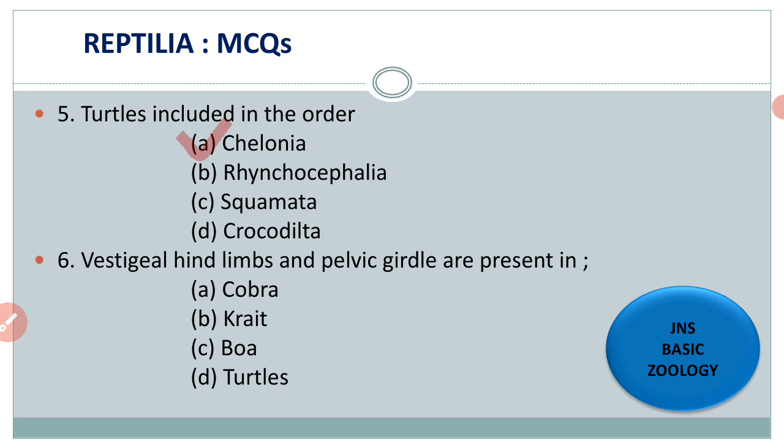Next one, vestigial hind limbs, meaning not fully developed hind limbs, and pelvic girdles are present in which animal? A. cobra, B. krait, C. boa, and D. turtles. Vestigial hind limbs and pelvic girdles are present in the boa. This boa is one of the non-venomous, non-poisonous snakes.